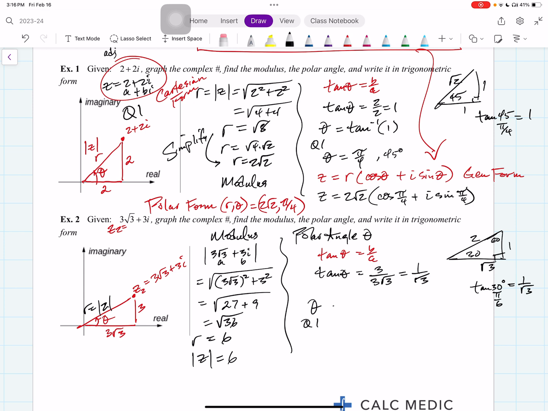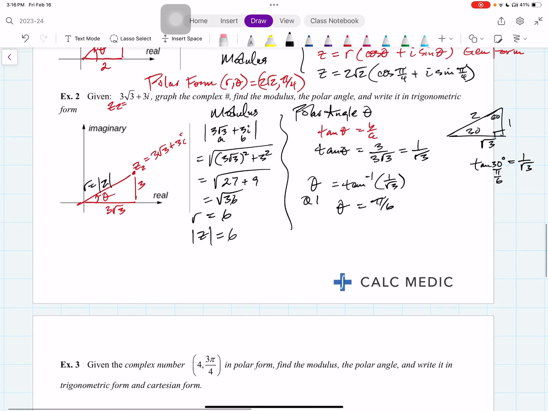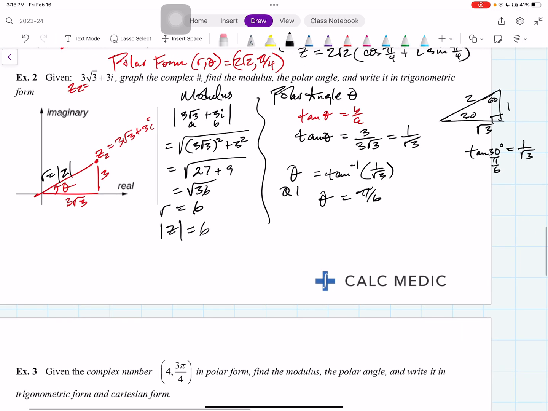Also, I graphed it, so I also know it's quadrant 1. And when you take the inverse tangent of 1 divided by root 3, you're looking for an angle whose tangent ratio is 1 over root 3, which happens to be pi/6. So theta here is pi/6 radians, or 30 degrees if you want to express your answer in degrees. And then trig form, here we go.